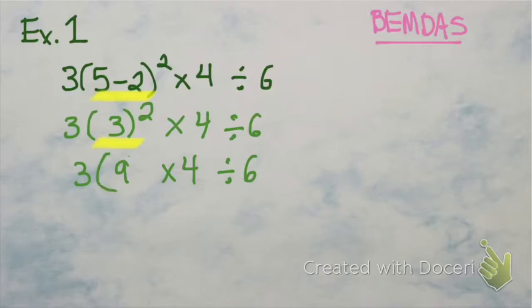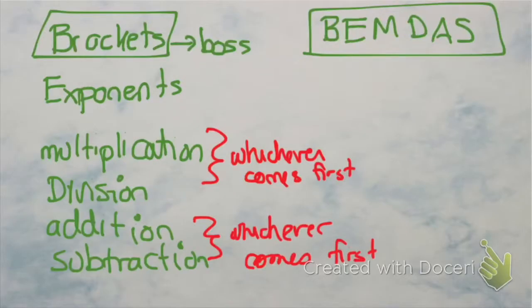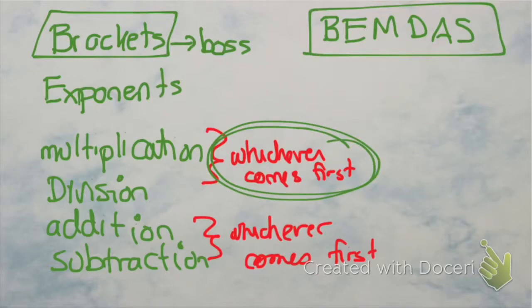So we put brackets around our 9 because it implies multiplication. That's what it means when the 3 and the brackets are side by side, it's multiplication. So now I've got a lot of things going on here. I got multiplication and division. And notice how they're both kind of in the same step here. But I said to you, whichever comes first.